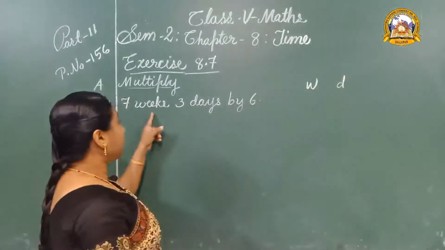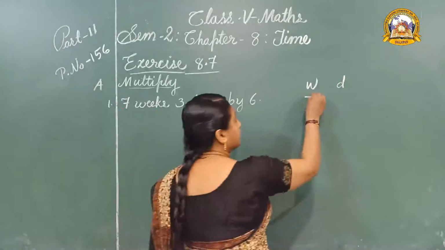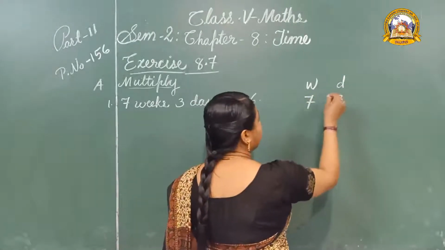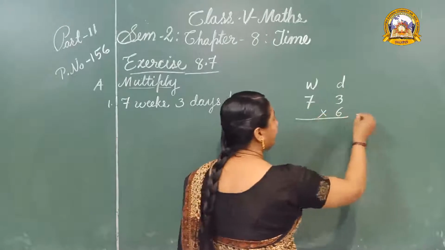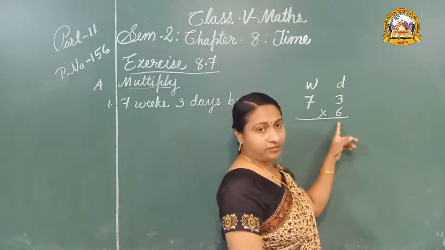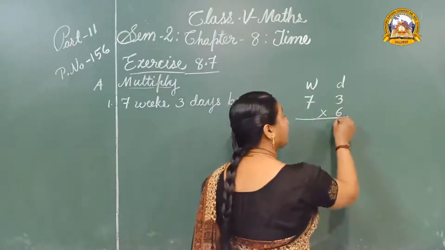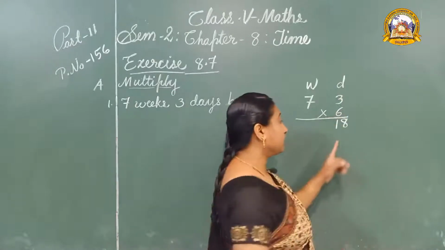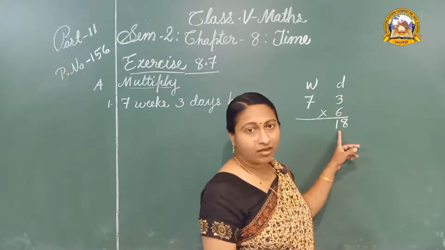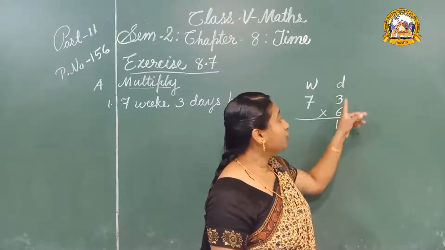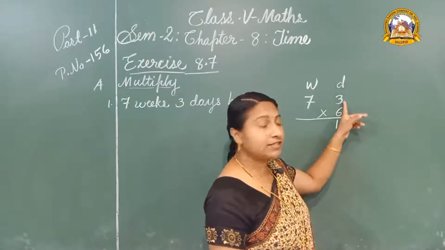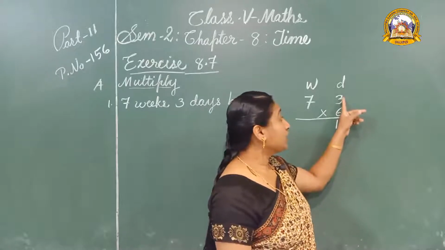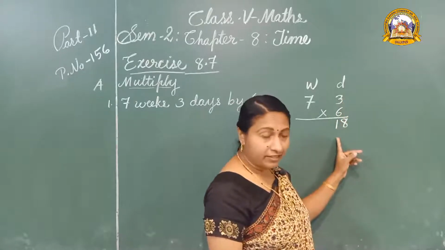Then 7 weeks, 3 days. 7 weeks, 3 days, multiply by 6. 6 3s are 18. We can write the 18 completely here. First we have to multiply by days. How many days are there? 3 days. So 3 6s are 18.